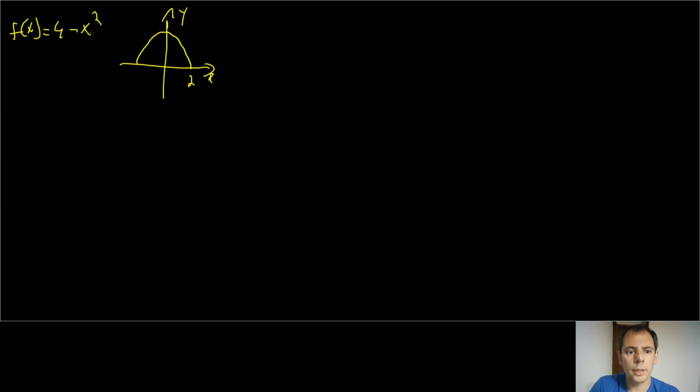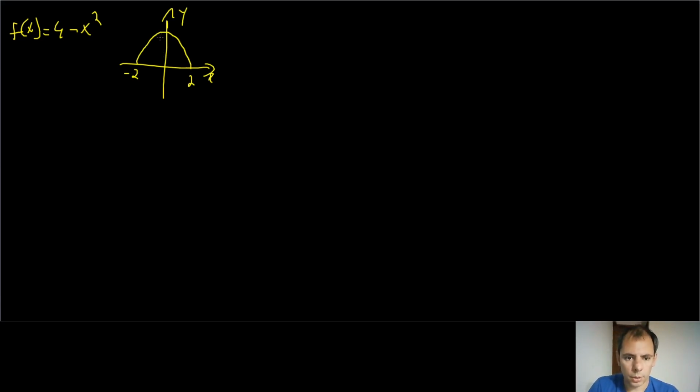So you know when x is 0, the thing is going to be 4. So this is 4. And when x equals 2 or minus 2, 2 squared is 4, 4 minus 4 is 0. So this is 2 and this is minus 2. So minus 2, 0 and 2, 0. This point right here is the point 0, 4.